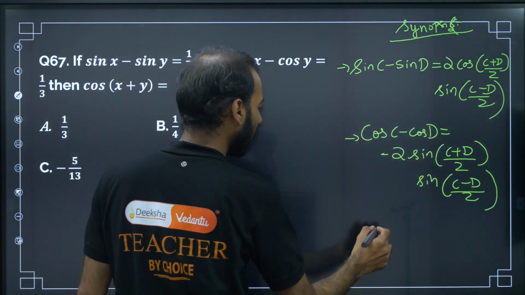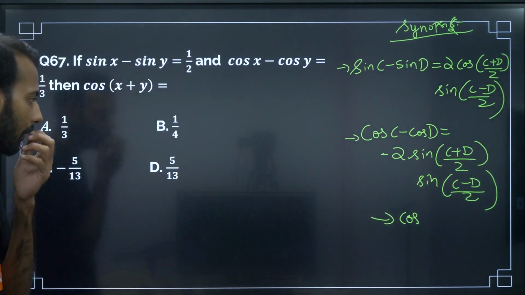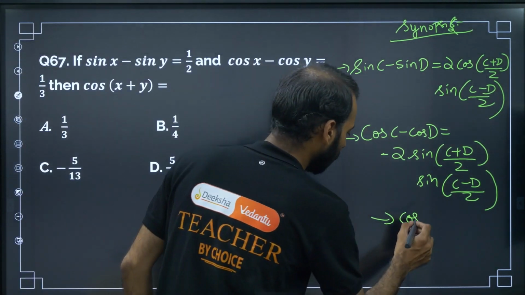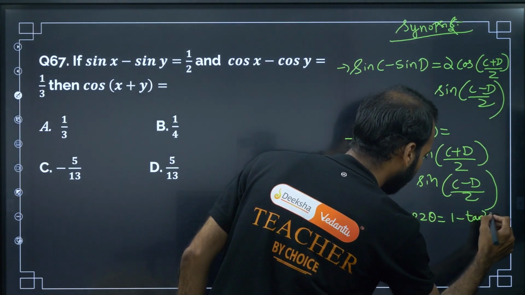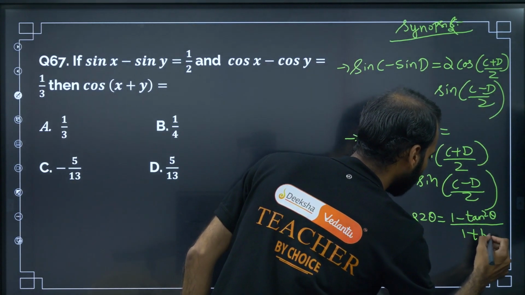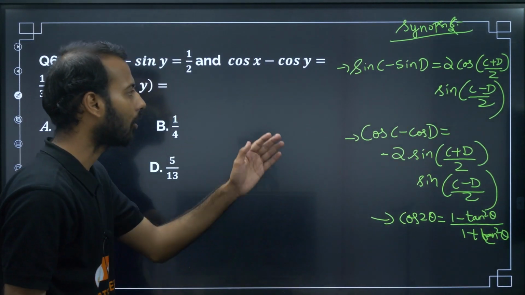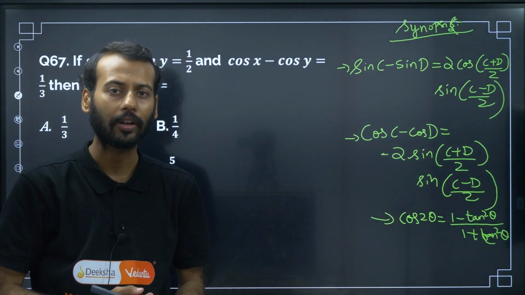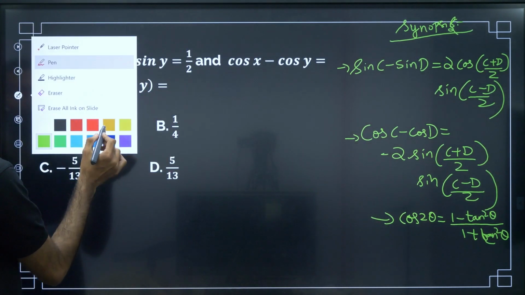Next, one more formula is required to solve this problem. Cos of 2 theta is 1 minus tan square theta by 1 plus tan square theta. So these are the synopsis points. Anyway, all trigonometric formulas you should be knowing, but for solving this problem, this synopsis is required.